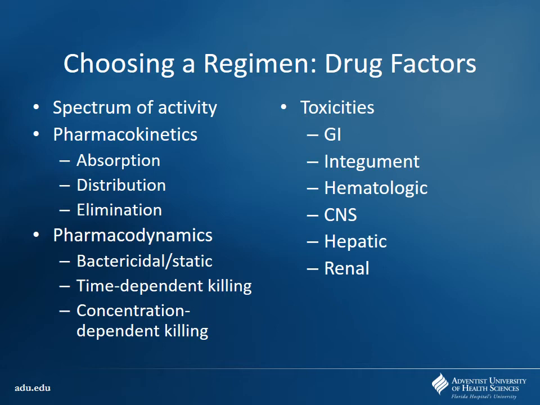So what goes into how I choose the type of drug that I'm going to use? One, I want to look at the spectrum of activity. If I have a patient who comes in with a pneumonia, I'm going to treat them with a different antibiotic than I would if they came in with a skin and soft tissue infection, right? Because the causative organisms are likely different. So that's going to be affecting what drug I'm going to use.